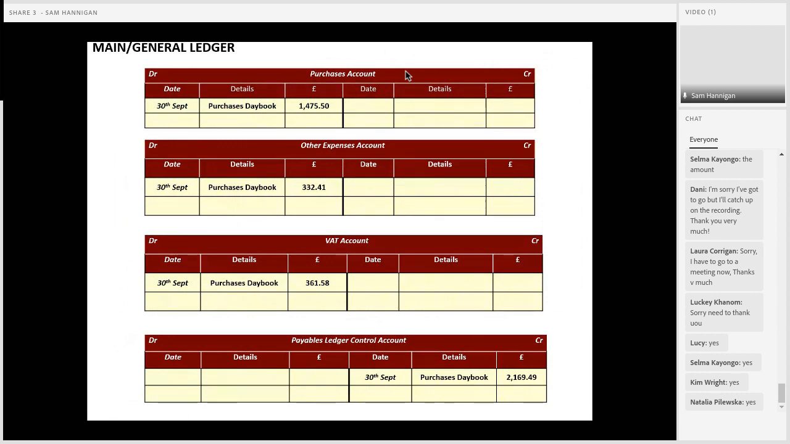Then you can see by posting to your main ledger accounts, your debits then equal your credits. And that's what we want. We need it to balance all the time. So from your day books, you're debiting your main ledgers and crediting then your control account.